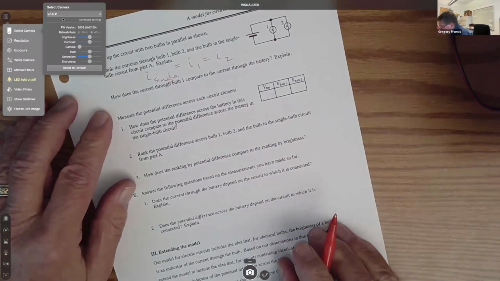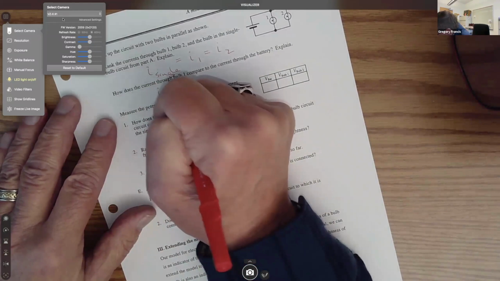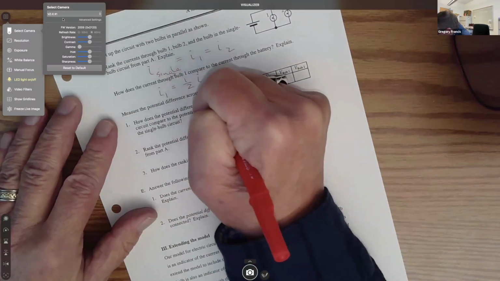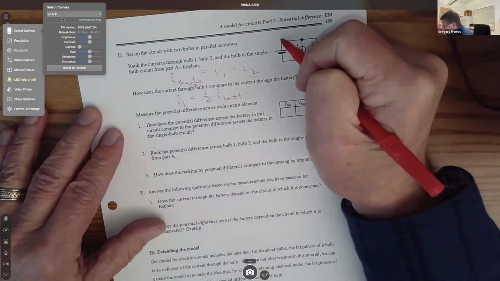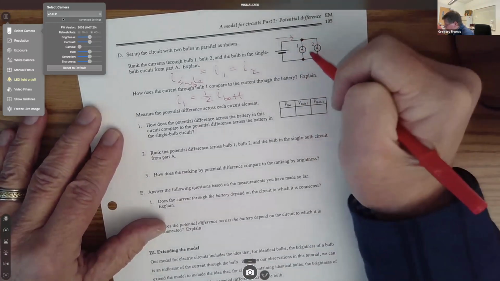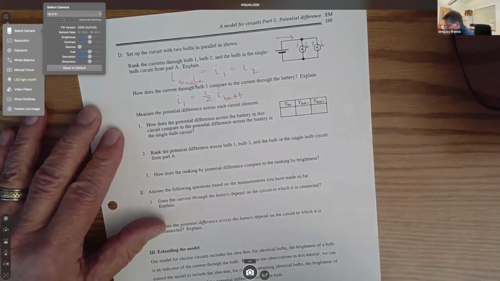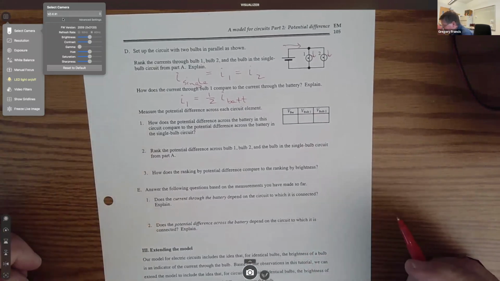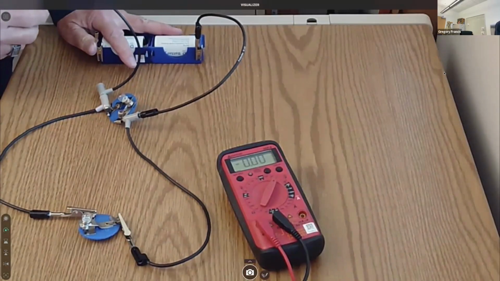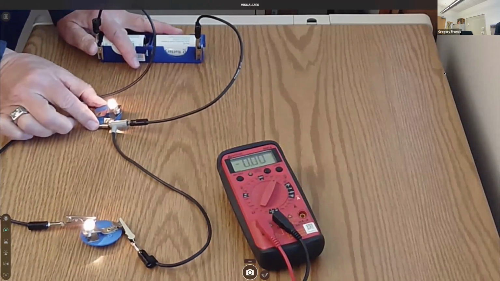How does the current through bulb 1 compare to the current through the battery? Well, the current through bulb 1 is equal to 1/2 the current through the battery. And I know that because the current through the battery comes to this junction, and half of it goes through 1 and half of it goes through 2. If we measure the voltage difference across each circuit element, well, let's do that right now. I have here a circuit that has two bulbs in parallel with each other.